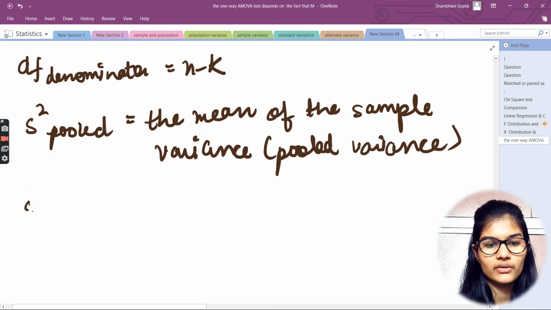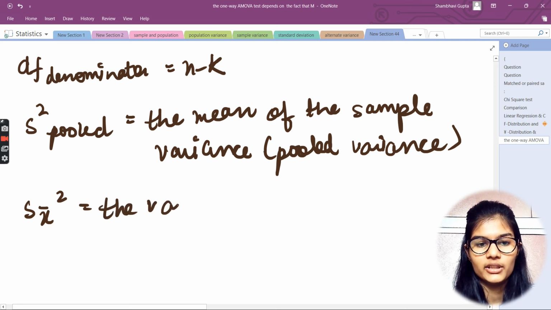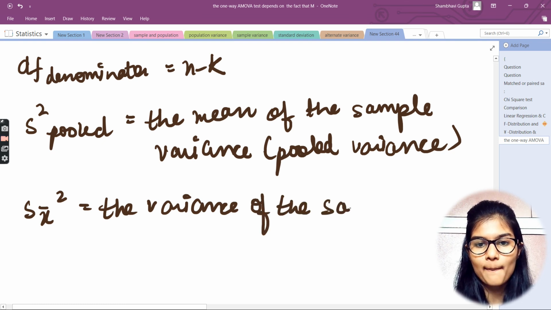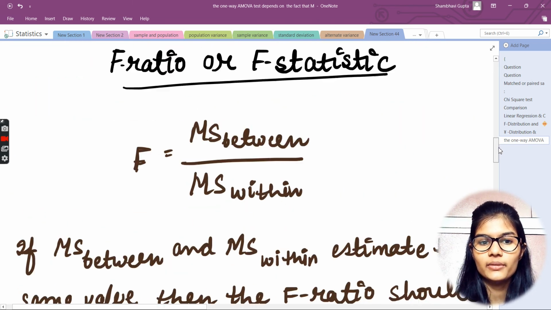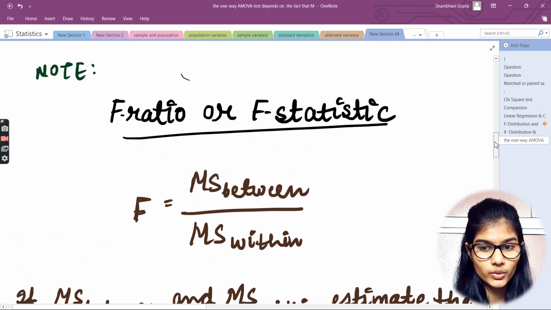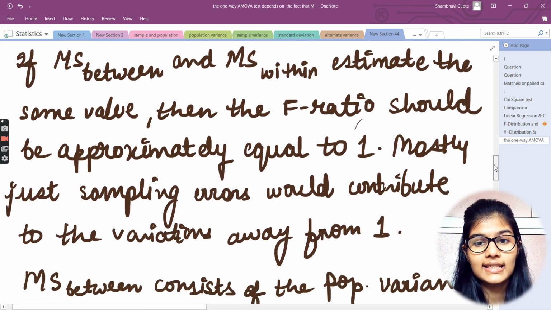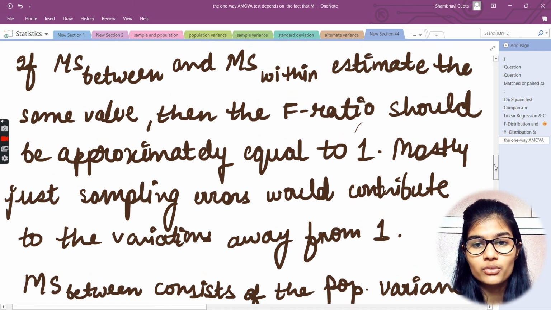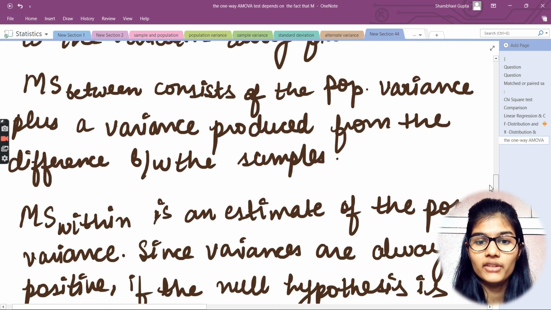And next, S x bar squared is equal to the variance of the sample means. So let me go above. This is about the F ratio or the F statistic. The formula is F is equal to MS between divided by MS within. If MS between and MS within estimate the same value, then the F ratio should be approximately equal to 1. Mostly the sampling errors would contribute to the variations away from 1.